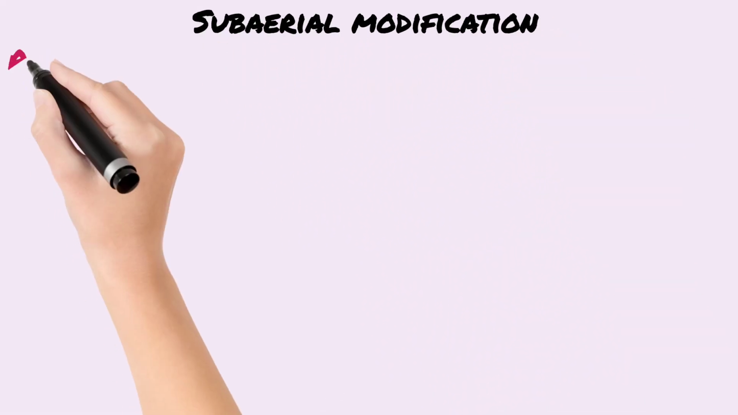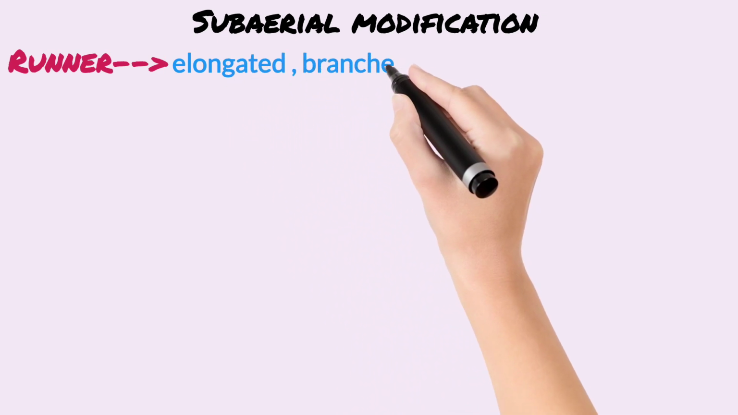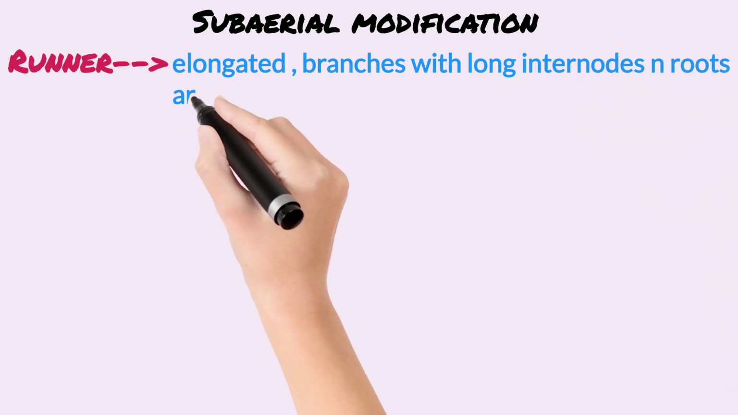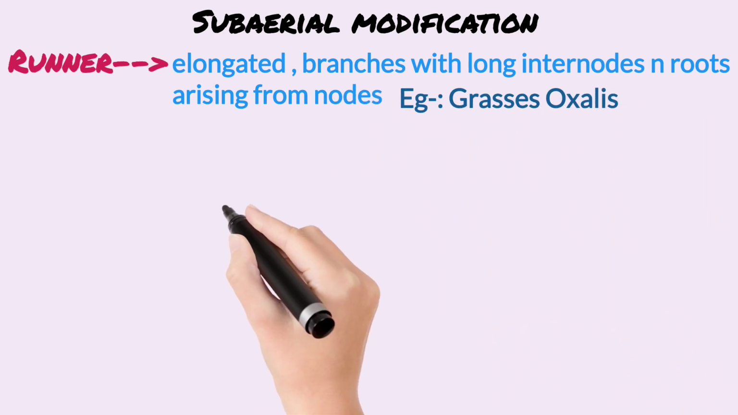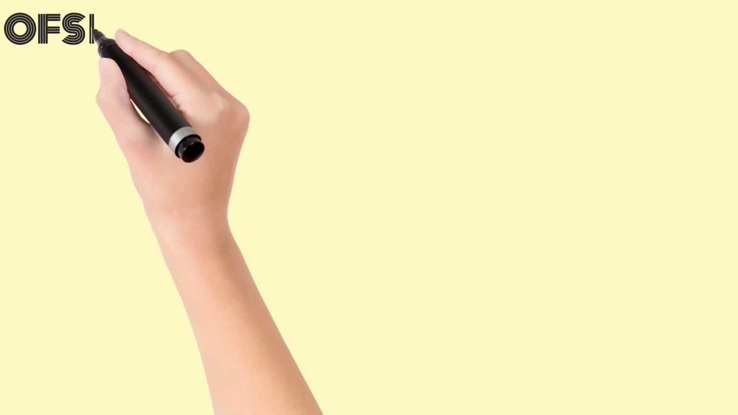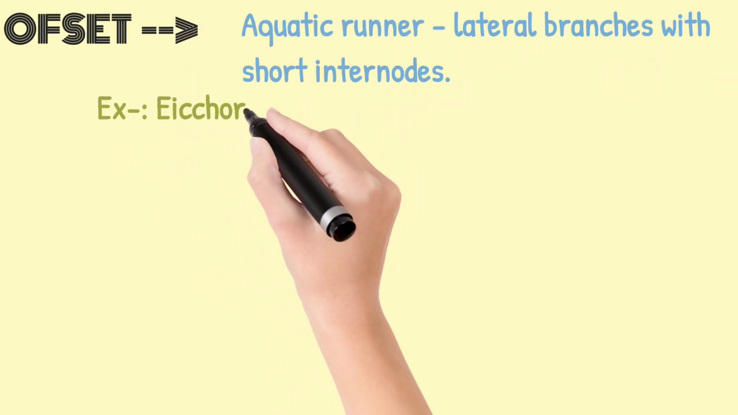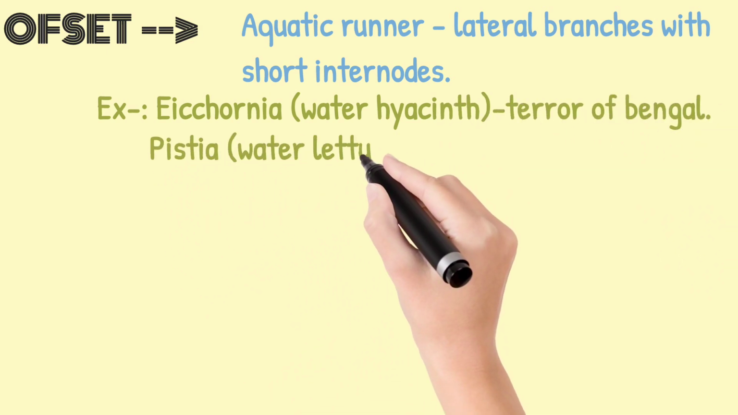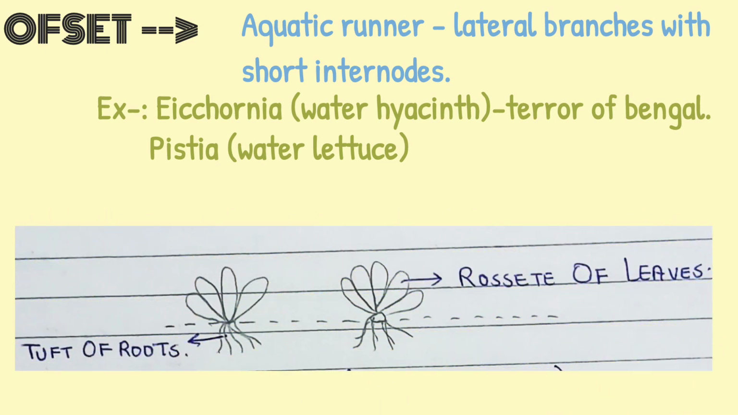Subaerial modification. First type is runners. Runners are elongated branches with long internodes and roots arising from nodes. Example is grasses, oxalis. Offset is an aquatic runner and has lateral branches with short internodes. Examples are Eichhornia, also known as Terror of Bengal, and also water hyacinth.